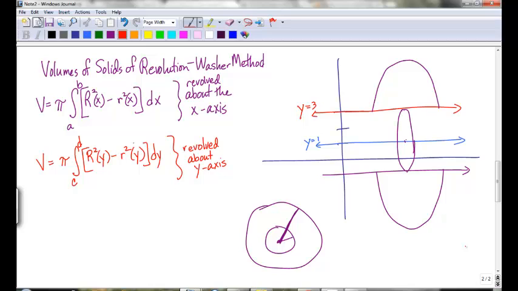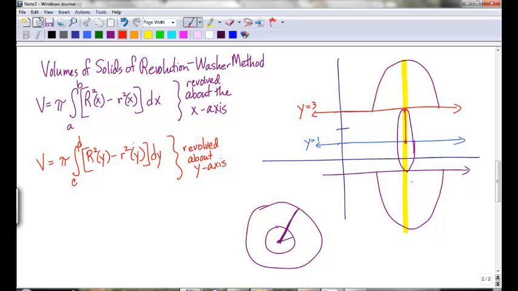Okay, so now we're going to go back and finish this donut problem. If you took a little slice right through here, what we need to talk about is what's the inside radius. The inside radius would look like this, and the radius goes from here to here, from 3 to 1. So the inside radius is 2.